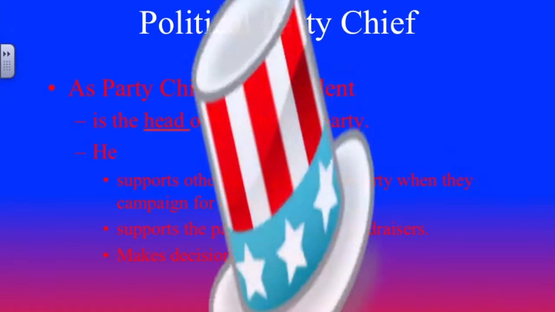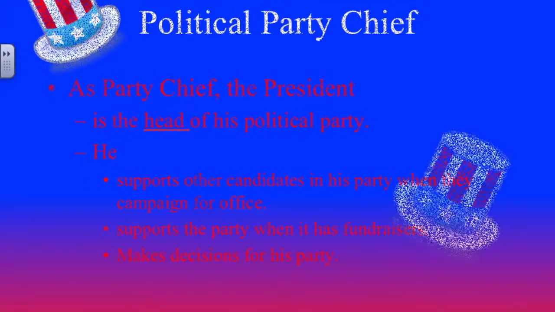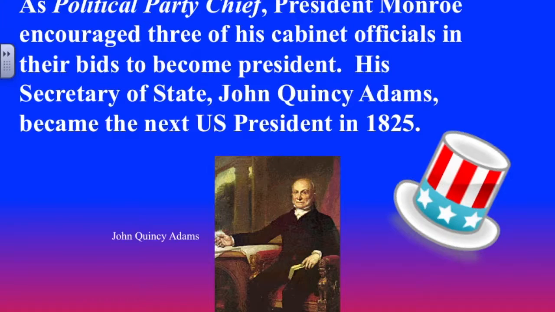As party chief, or political party leader, or chief of party, he is the head of his political party. He does things like supporting other candidates in his party and supporting the party when it does have fundraisers. Any decisions that he makes basically become the stand that the party takes. As an example, as political party chief, President Monroe encouraged 3 of his cabinet officials in their bids to become president. His Secretary of State, John Quincy Adams, became the next U.S. president in 1825.